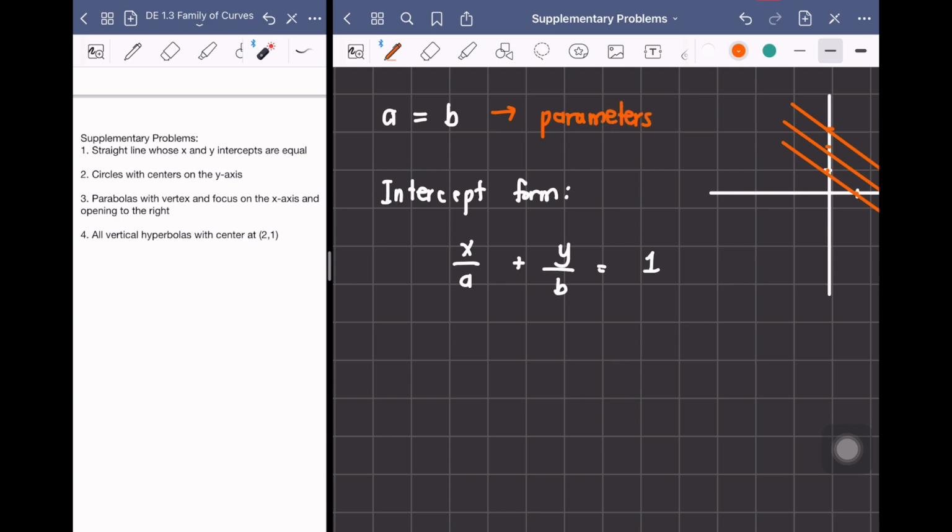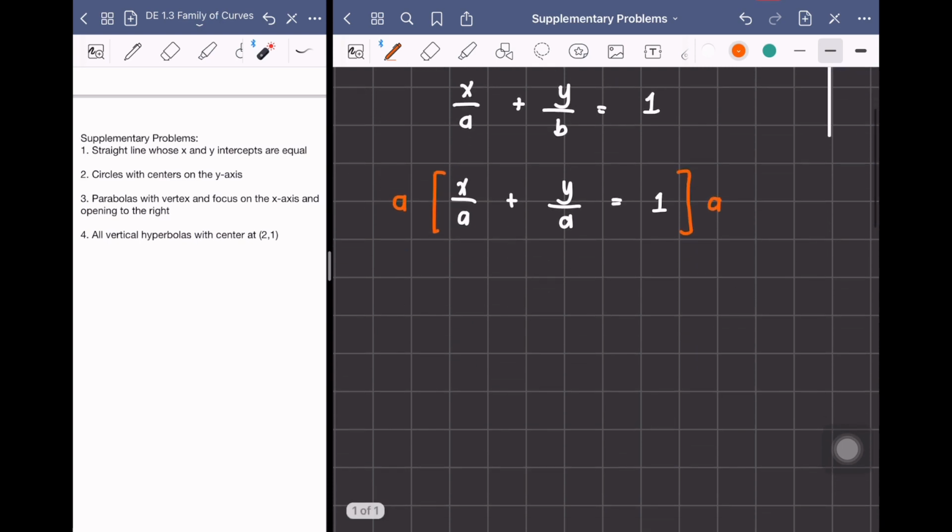Okay, but since a is equivalent to b, in this equation we can change the equation to x over a plus y over a, since a is already equivalent to b. So that you'll be able to reduce the equation into just one arbitrary constant, that's a. So for me to be able to solve this, I'm going to multiply both sides by a to remove the fraction. What would happen is, distributing, you get x plus y equivalent to a. This will be my equation 1.